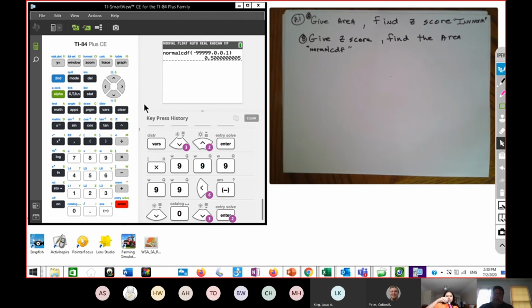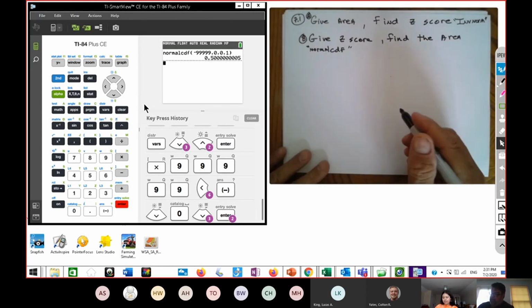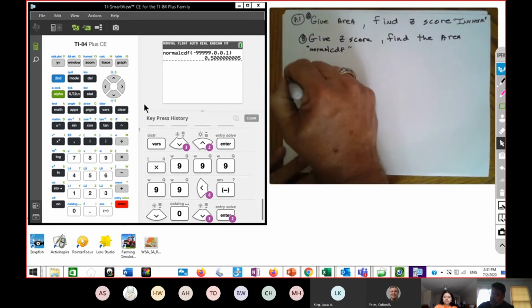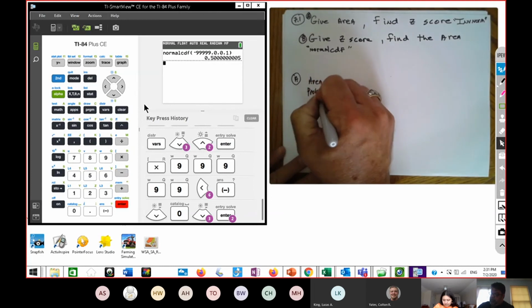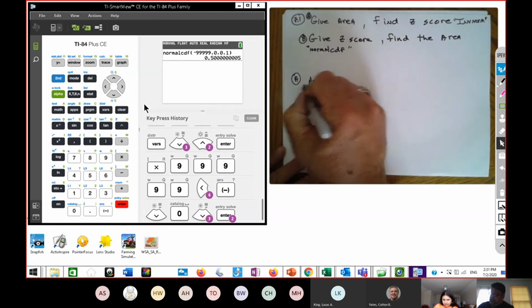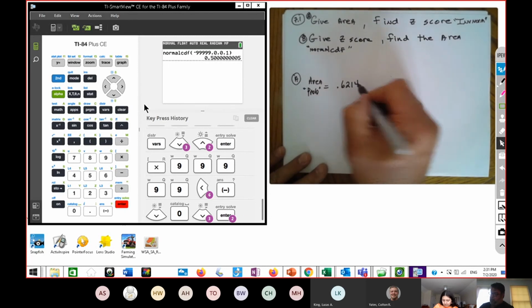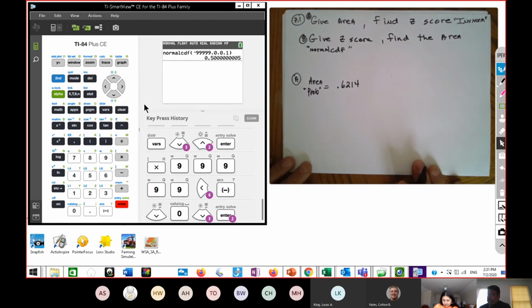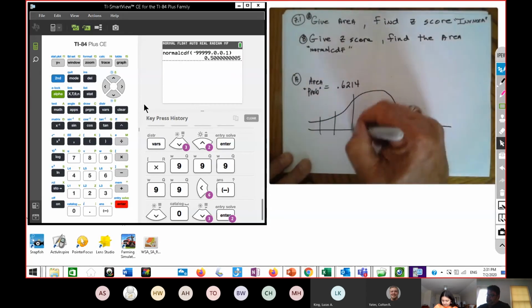Now, and I know I got to hurry. I got 4 minutes. So if I want to find, here's A. They say, given an area of area equals, or probability is the same thing, equals 0.6214. Okay, usually area is going to be given in 4 digits.